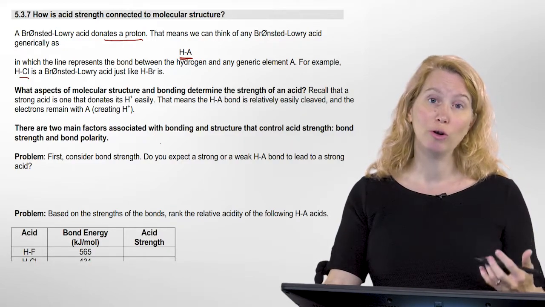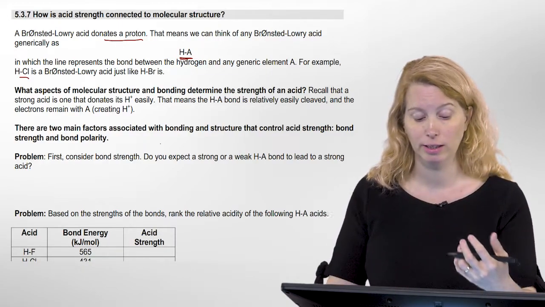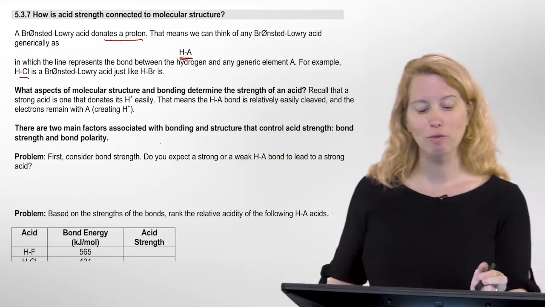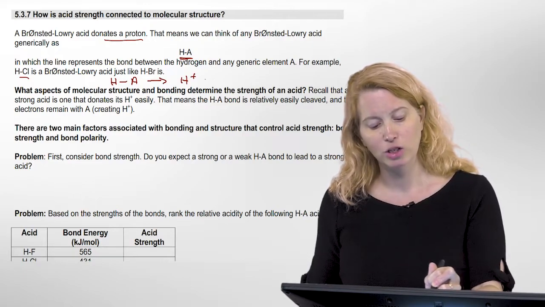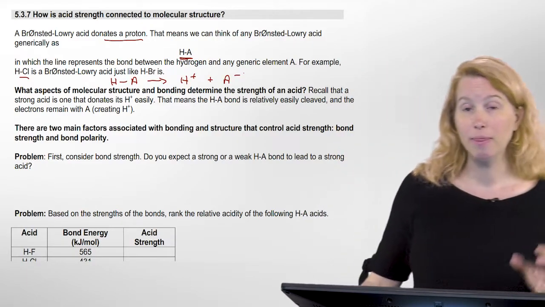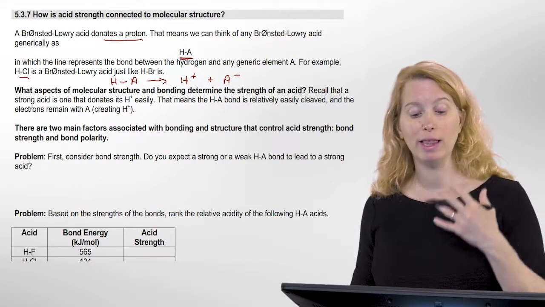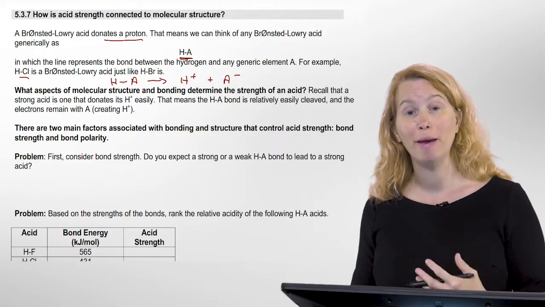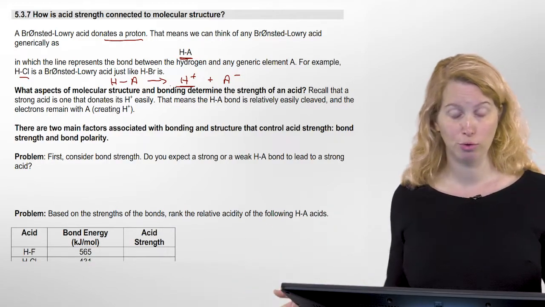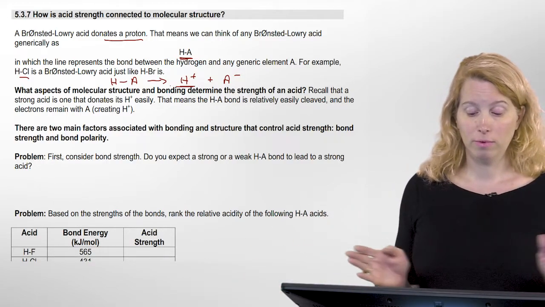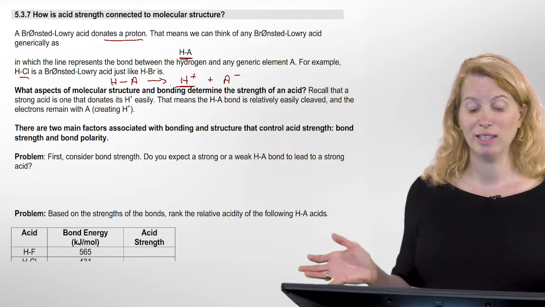So the first thing that you want to remember is that a strong acid is one that donates its proton easily. So let's think for a moment about the reaction of a Bronsted-Lowry acid. It generates a proton and the conjugate base. The bond is cleaved such that both electrons end up with the conjugate base, generating a proton. So it's not that one electron goes towards the hydrogen and the other towards A, but rather both electrons move towards A, and hydrogen just loses out.